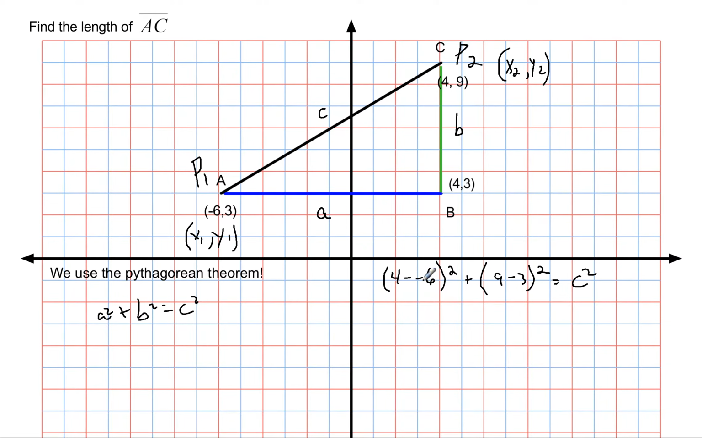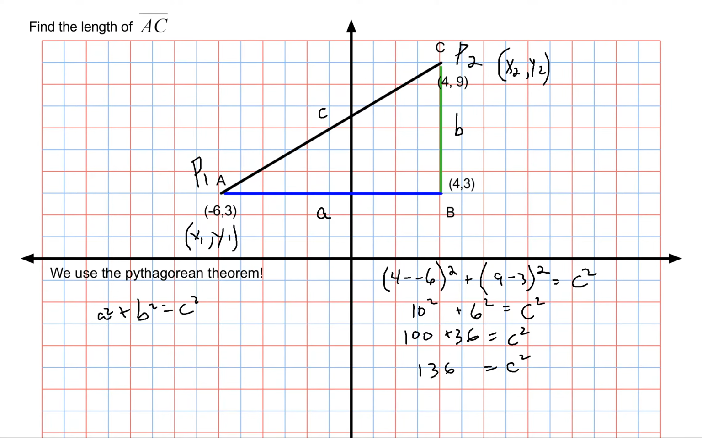So 4 minus -6 is 4 plus 6, which is 10. So that's 10 squared, plus 9 minus 3, which is 6. That's 6 squared, which is equal to c squared. And 10 squared is 100, and 6 squared is 36, and that is equal to c squared, which means c squared is equal to 136.